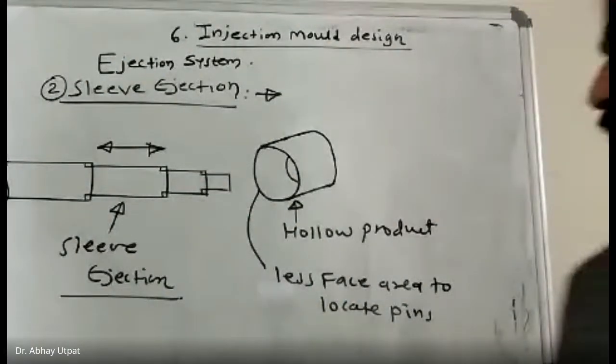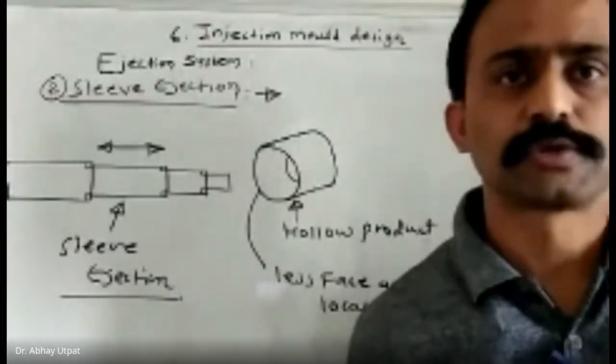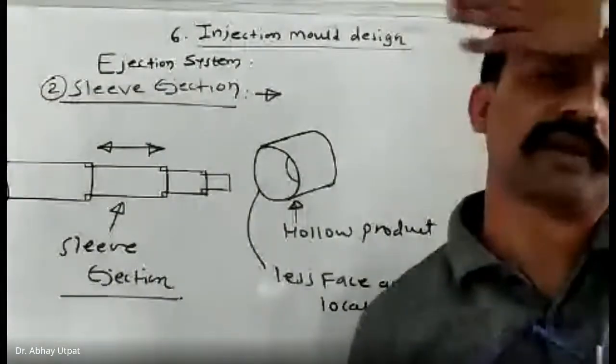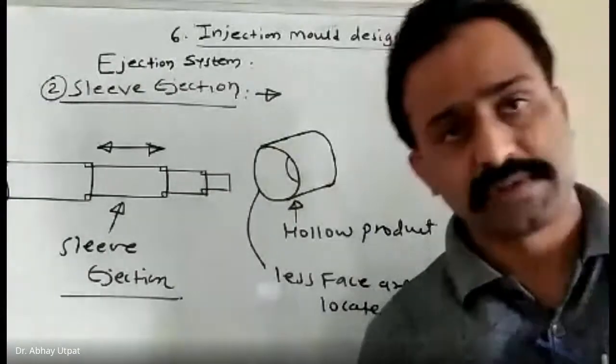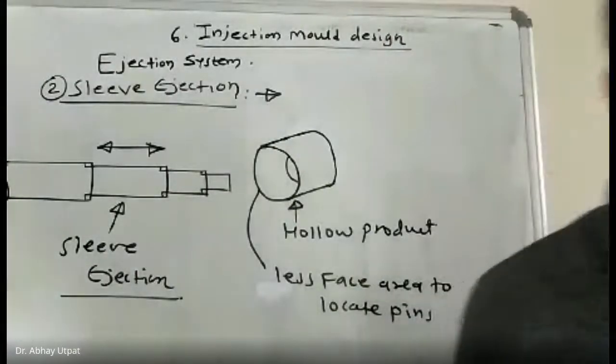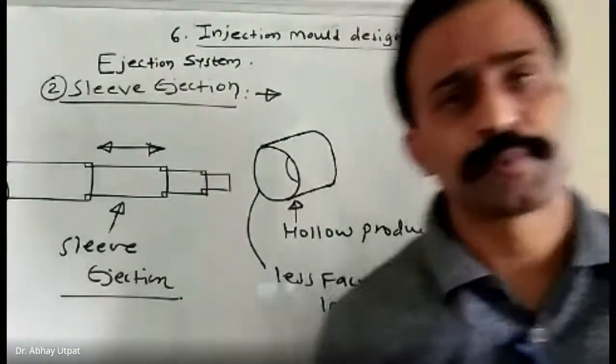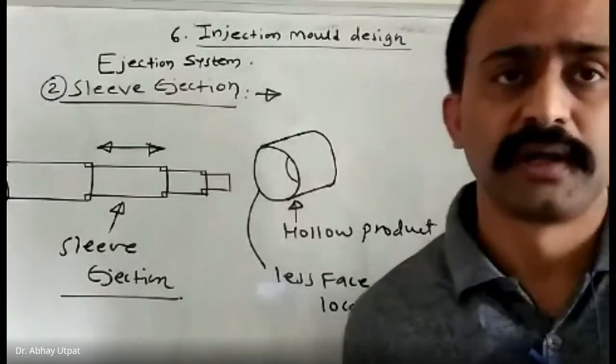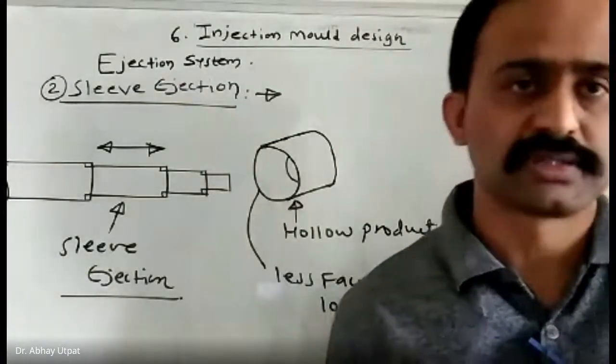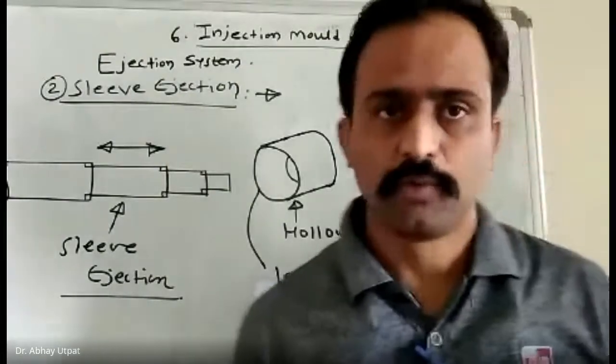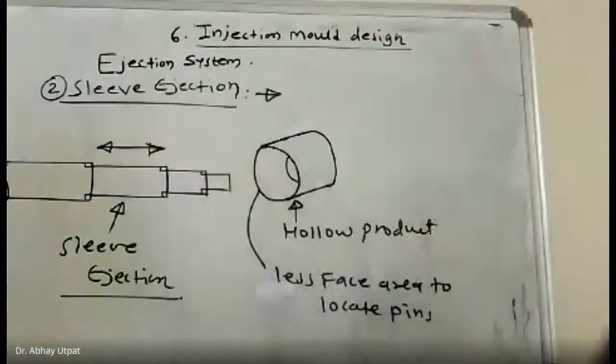So friends, in today's class we started with injection mold design, where temperature control was covered as the first bit, and second, the ejection system. There are different types of ejection system, out of which we have studied the pin ejection system and the sleeve ejection system. I hope you have noted it down. A short note may be asked for 3 marks.